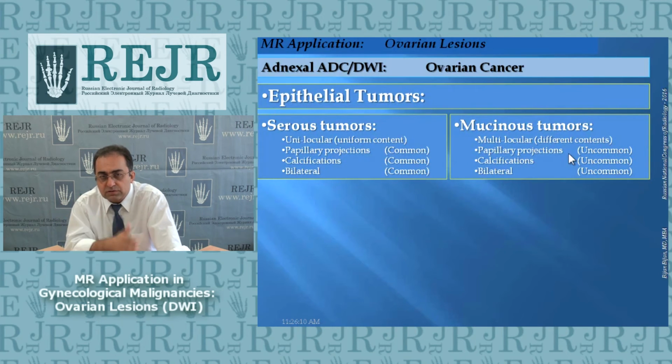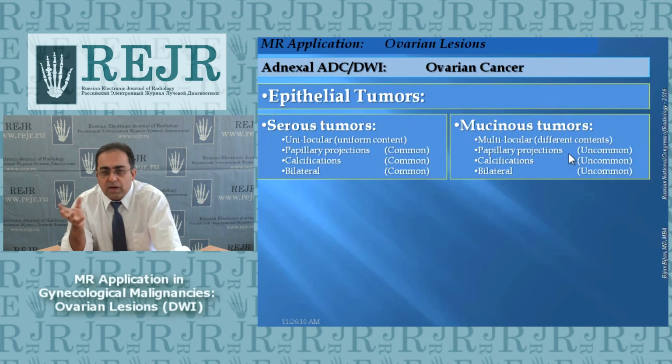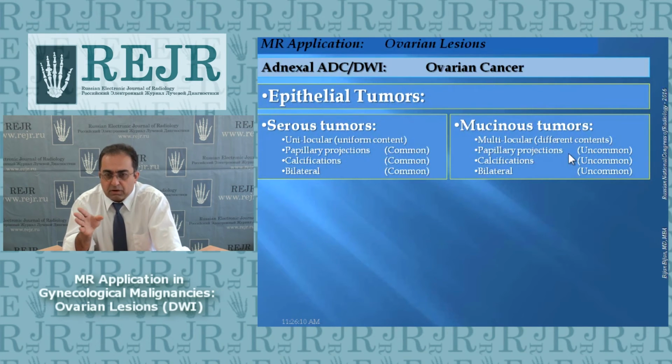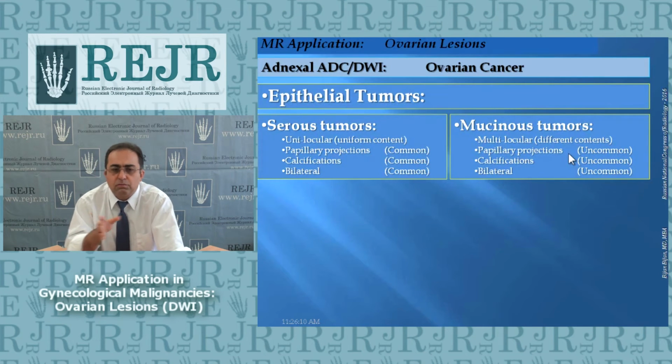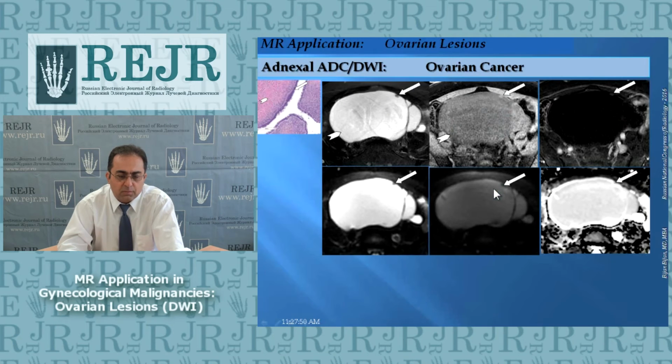It is in contrast to serous tumors. In serous tumors, almost all of them have the same, water intensity signal. Papillary projections are rare, calcifications are rare, and they're not usually bilateral. So that's how you can use these four criteria as a general guideline for differentiating the serous from the mucinous tumors.